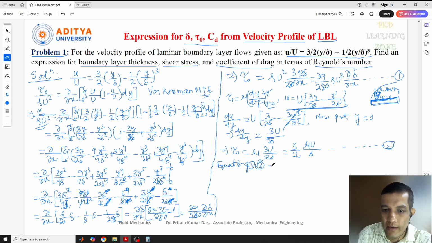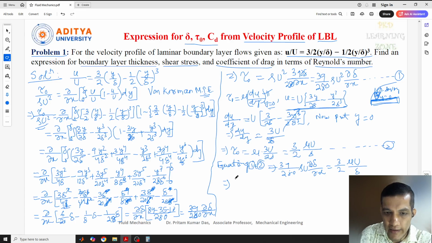So what we can write here? We got the equation of 39 by 280, and this is rho u square del delta by del x equal to 3 by 2 mu u by delta. Okay, now keep this del delta on one side, and remaining terms take to the other side. The delta part also keep here, delta into del delta.